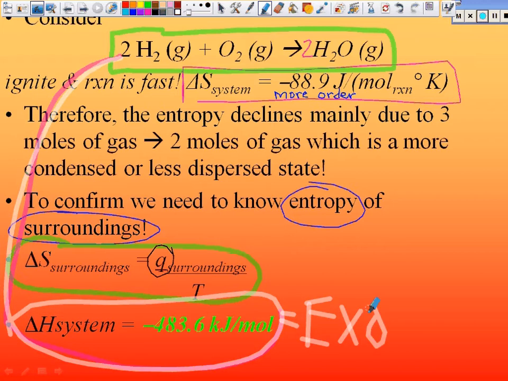So let's look at the two things we've been talking about. Is it becoming more ordered or less ordered? More ordered, and is it endothermic or exothermic? Exo. Think about that for just a second. It's releasing energy, but it's coming together. That's a hard thing to think about. Exactly. And that's what we've got to get to, because what was the question? To confirm, we need to know the entropy of the surroundings. So let's look at this. So we know this to be true.